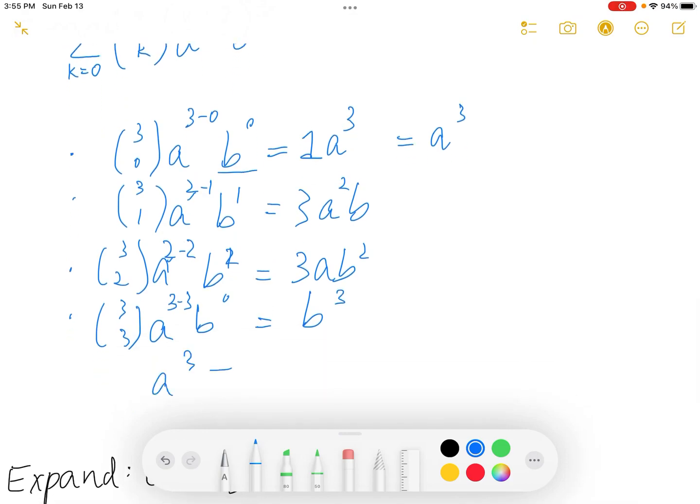So at last, after the binomial expansion, we have a cubed plus 3a squared b plus 3ab squared plus b cubed. Notice that there is symmetry because this coefficient is equal to this coefficient, and this coefficient is equal to this coefficient, because 3 choose 1 is the same as 3 choose 2.